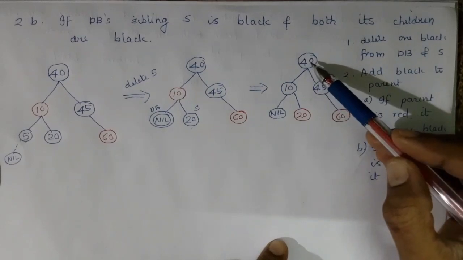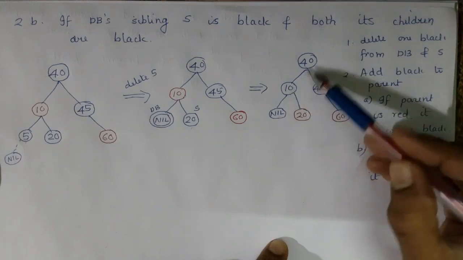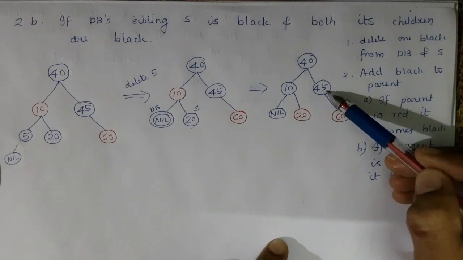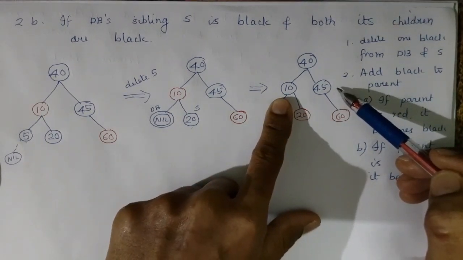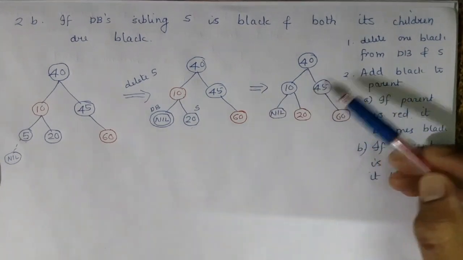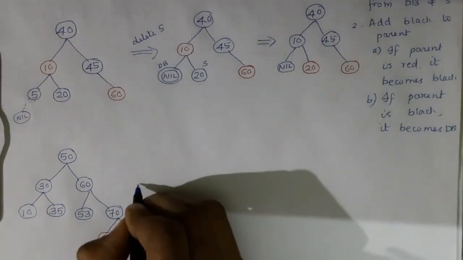So check all the black nodes from root node to nil node. In this path one black node, in this path one black node, in this path also one black node. So it resolved the issue. Here we do not show this nil node. Okay, so here it is only one black node. Consider this example. Delete 10 from this example.